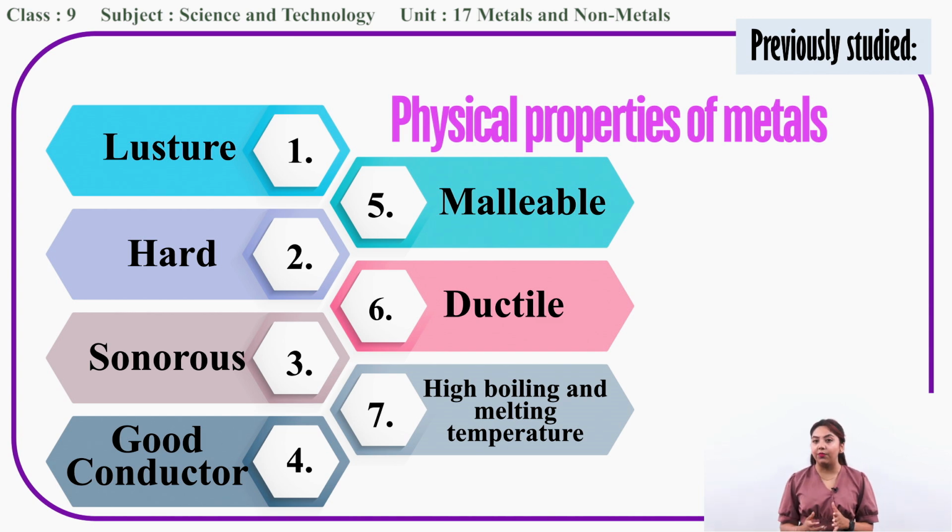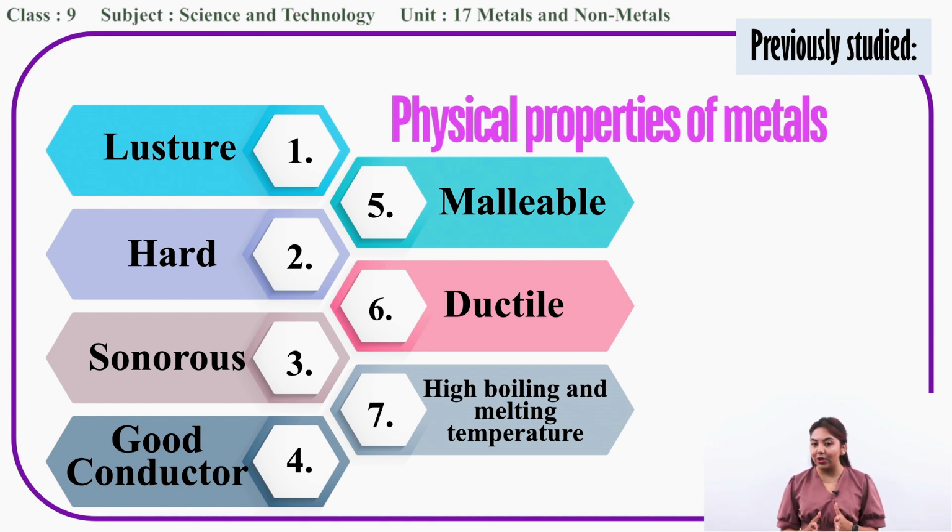The first property that we studied was luster. Metal has a shiny appearance that is known as luster. The second property is hardness. Metals are usually hard, so they cannot be easily broken down or cut into pieces. The third point was sonorous. When metal is struck, it produces a certain type of sound. That is the sonorous property of metal. The fourth property was that metal is a good conductor of heat as well as electricity. The fifth property we studied was malleability.